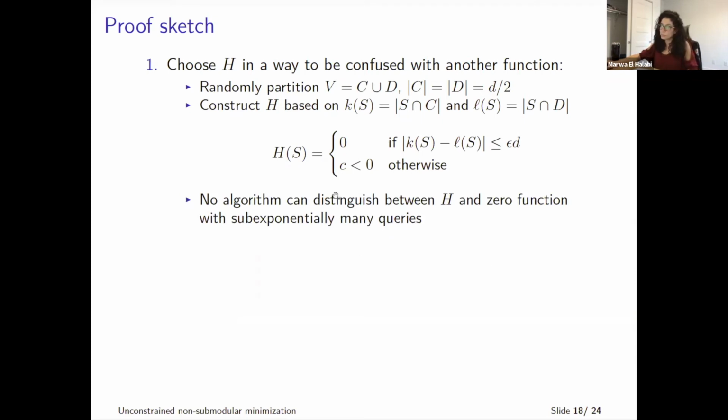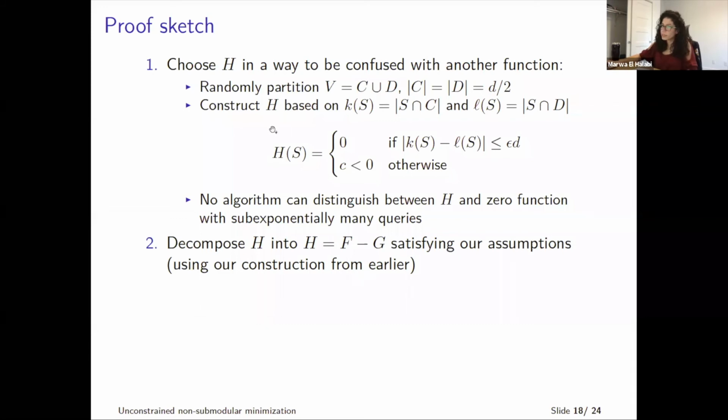It's not too hard to show, using concentration bounds, that no algorithm can distinguish between this function and the 0 function, which takes value 0 for any input set, unless it uses exponentially many queries. Because of that, if I run any algorithm on h, it will return as a solution the value 0, because it thinks that it's minimizing the function 0, while the true optimum is negative.